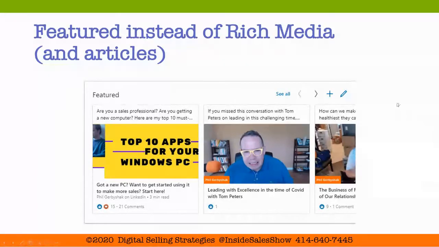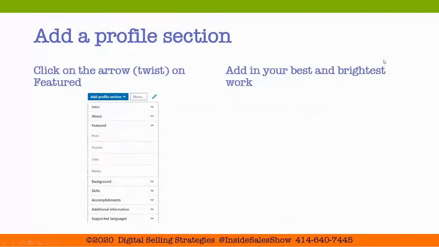So this is what it looks like on my profile as of today, right? And to do that, some of you might not have it. If you do, though, you want to click on the arrow on featured under the add profile section, and then you can pick and choose what you want. You see posts are there. Posts are those things you post as status updates to LinkedIn. Articles, right? Things that you would post to LinkedIn as an article previously, and they would be there by default. Now they're not. Links to anything external, could be videos, could be just about anything. And then media, if you wanted to actually upload anything directly to LinkedIn.